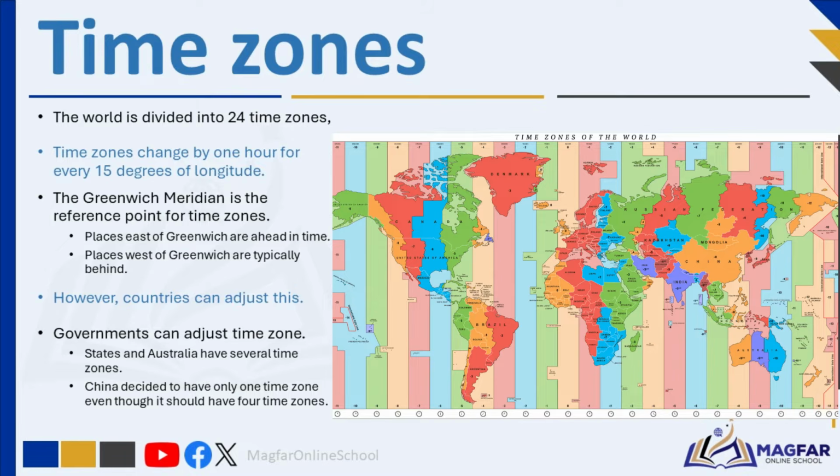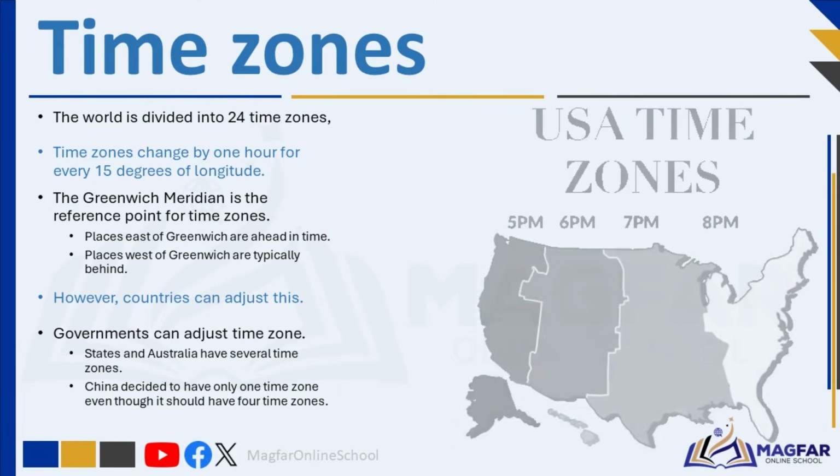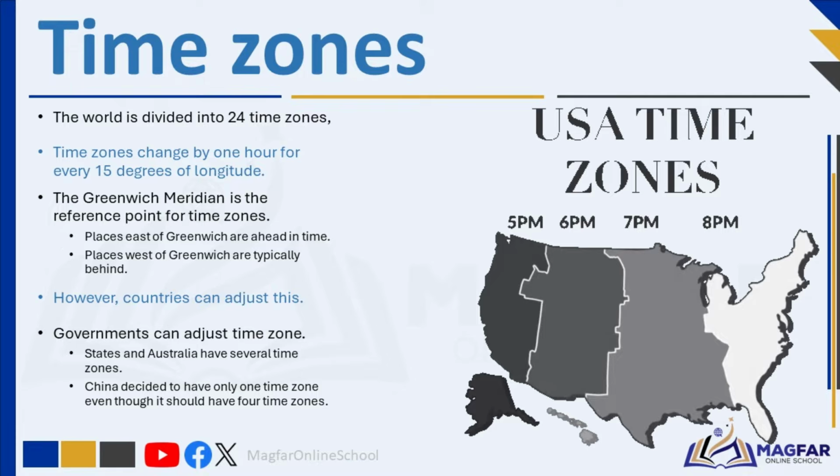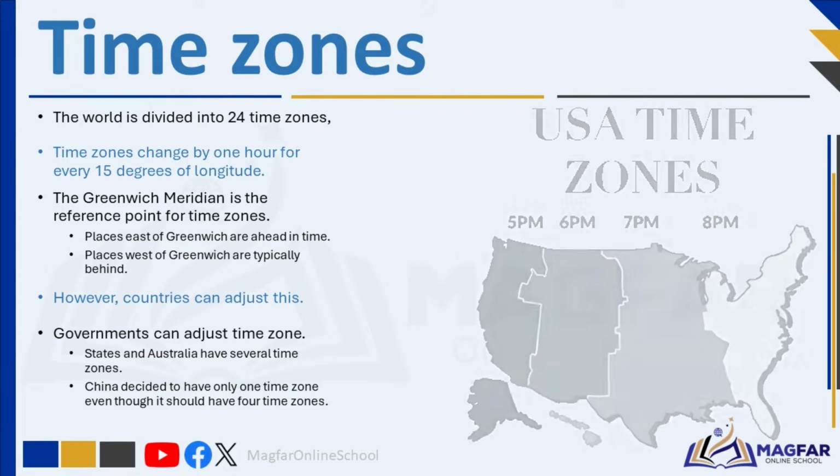However, countries can adjust this. In theory, the world's time zones should change by 1 hour for every 15 degrees of longitude. Governments of countries adjust time zones to fit into the borders of their country. Large countries like the United States and Australia have several time zones. The government of China decided that China should have only one time zone, even though the longitude position of China means it should have 4 time zones.